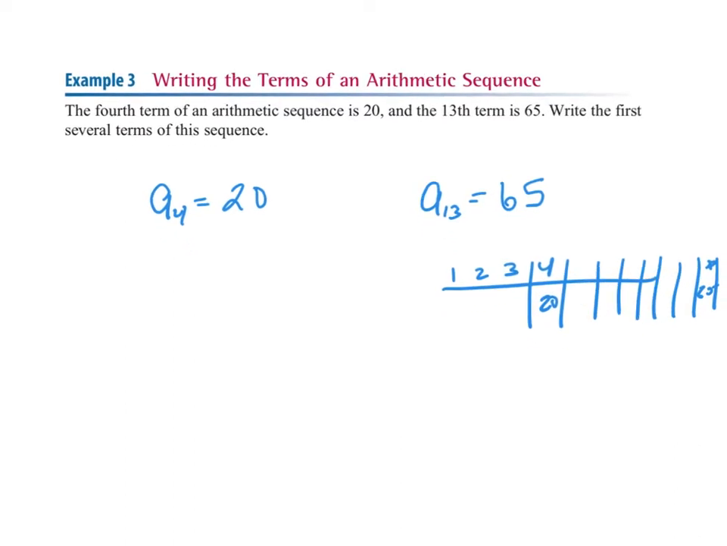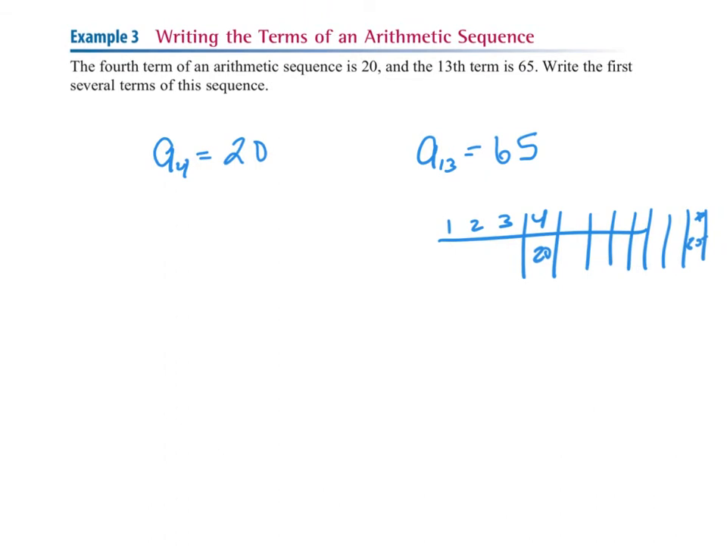So in a case like this, when you're given 2 terms but not the stuff that you need, let's first figure out what our common difference would be. How many spaces are between the 4th term and the 13th term? 9 spaces. Good. So would you agree that the common difference would have to be applied 9 times to get from here to here? Whatever the common difference is, you have to do it 9 times.